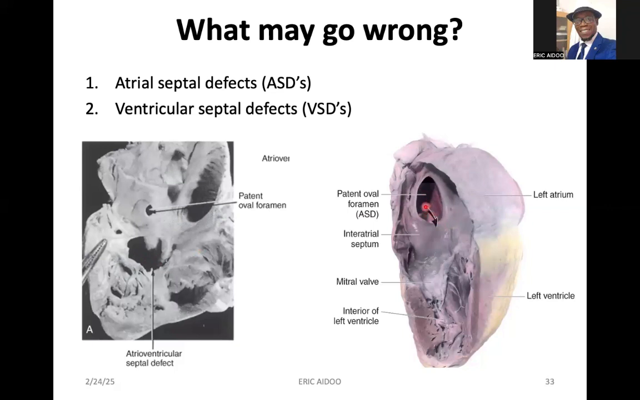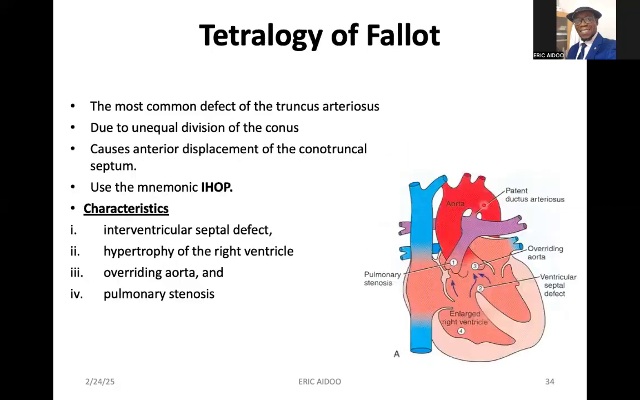So here you have an arrow pointing through a patent oval foramen, an example of what? An atrial septal defect. So the blood is moving from the right atrium and then entering the left atrium. You don't want that to happen.